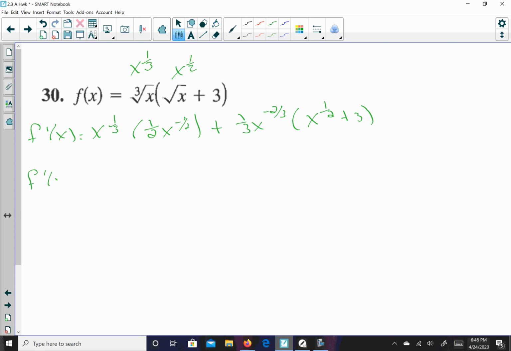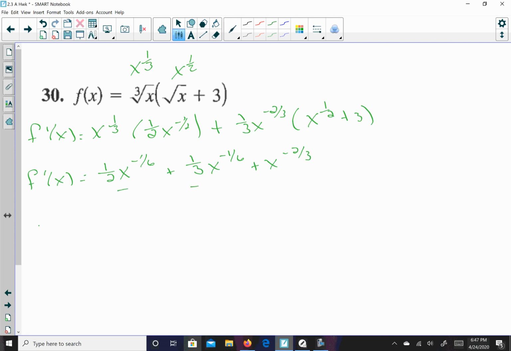Then simplifying, 1 times 1/2 is 1/2. Then 1/3 plus a negative 1/2 is negative 1/6. So this is x to the negative 1/6. Then here's the 1/3, so plus 1/3. And then add negative 2/3 to the positive 1/2. When I do that, I get negative 1/6. And then 1/3 times 3 is 1, so this will be plus x to negative 2/3.